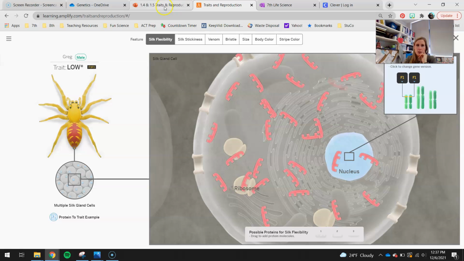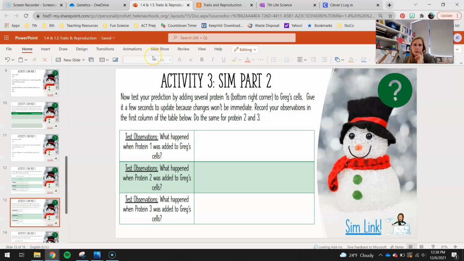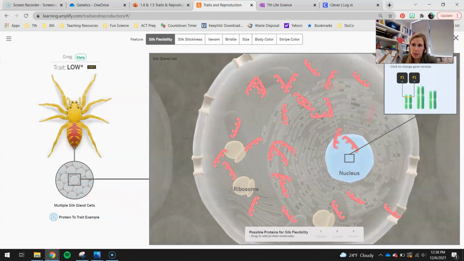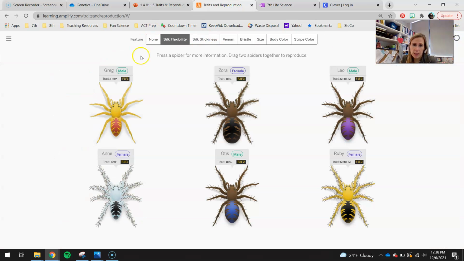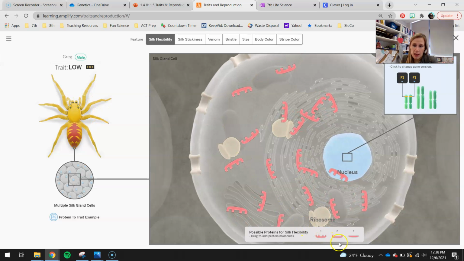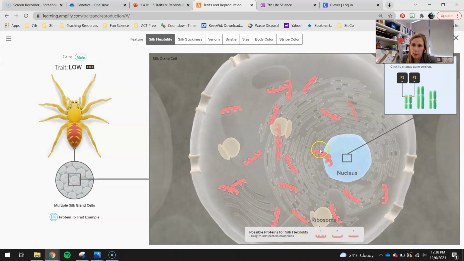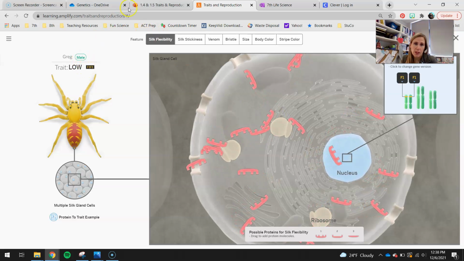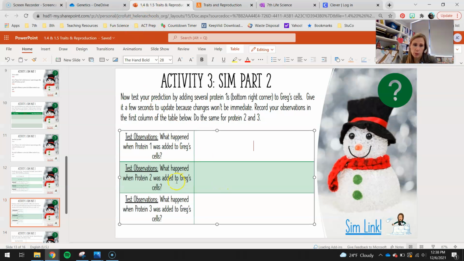Greg's silk flexibility was still low when I added protein 1. So what happened when protein 1 was added? For this first one, nothing. Okay, then you're going to reset it. So you can exit out, go back into Greg, and add protein 2, and again, wait for that little blue circle to disappear. You'll see a star appear, and then you can note if there's a change or not. So what happened when protein 2 was added to Greg? Do the same thing for protein 3.